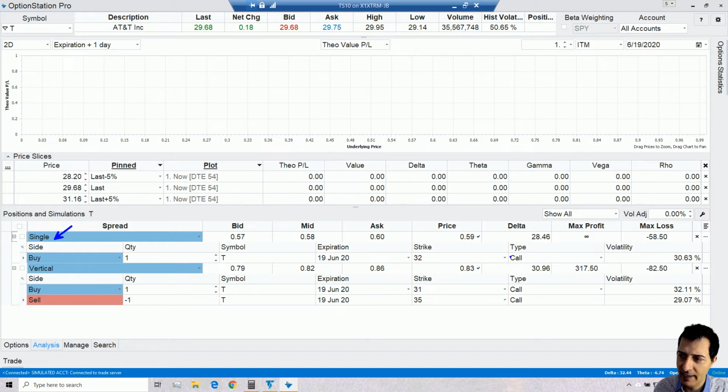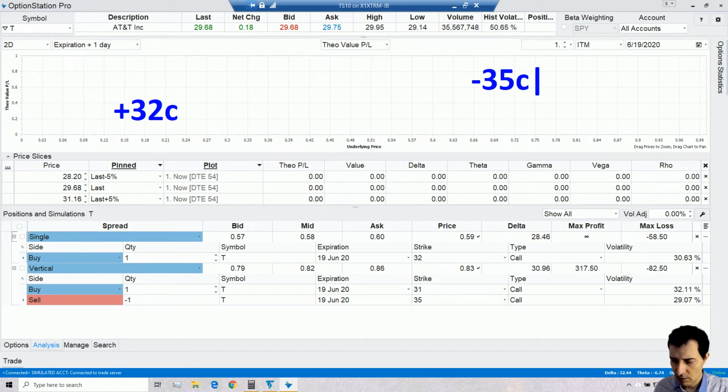So where I am buying the 32 call. In the bottom part, I got a vertical spread, where I am buying the 31 call and selling the 35. Okay, buying the 31, selling the 35. So just to be visual, very quick, I am comparing buy the 32 call on the left versus buy and sell, so sell the 35 call and buy the 31 call. Now this on the right is a bull call spread. On the left is a single call option.